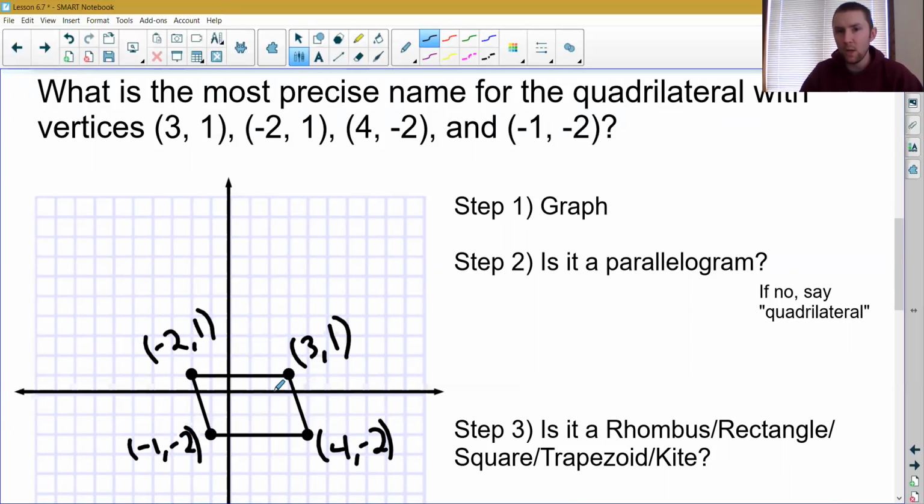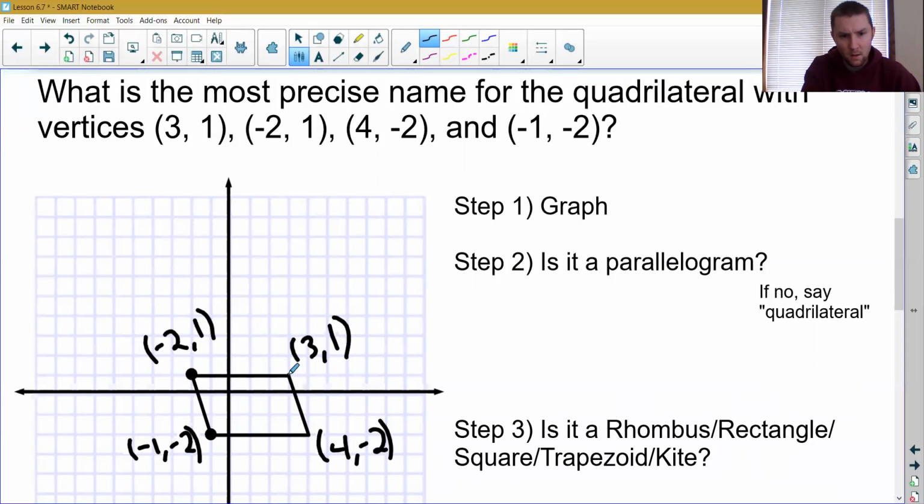So after we graph, step number 1, now we're going to try to answer this question: is it a parallelogram? Back in section 6.3, I believe it was, we looked at all the different ways to determine if a shape was, in fact, a parallelogram. We had the definition of a parallelogram, that both pairs of opposite sides are parallel to each other. So that would be one way I could answer yes, if I can show that this side is parallel to this one and that this side here is parallel to this one over here.